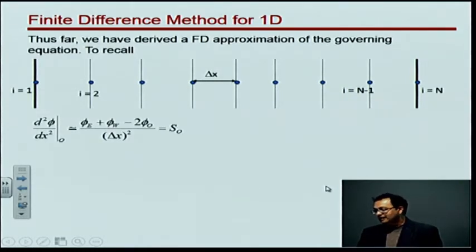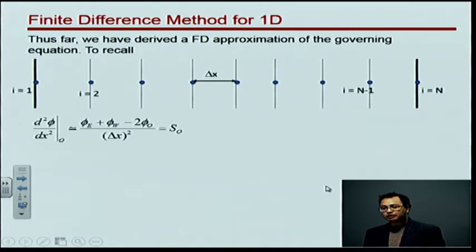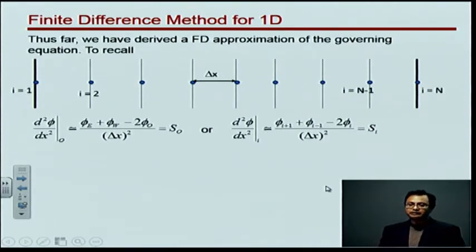And in the last class, after we applied the Taylor series expansions, we came up with this expression. We said that d square phi dx square is approximately equal to phi east plus phi west minus 2 phi naught divided by delta x square. Why approximately? Because we discussed in the last class that there is an error associated with this approximation, and in this case the error is second order accurate. That is, it scales as delta x square.